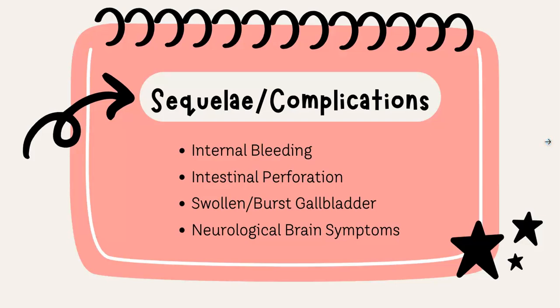The complications and lasting effects, if untreated: typhoid fever again can cause internal bleeding, intestinal perforation, so a hole in the intestine, a swollen or burst gallbladder, which is where the bacteria like to hang out, and then neurological brain symptoms.